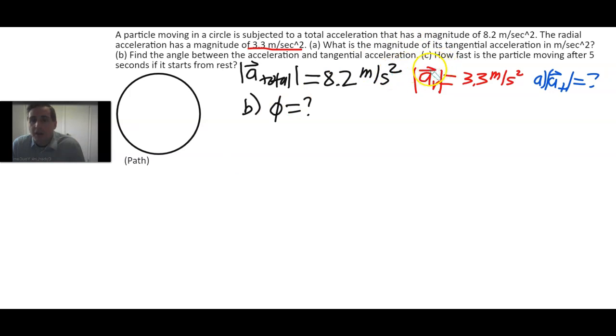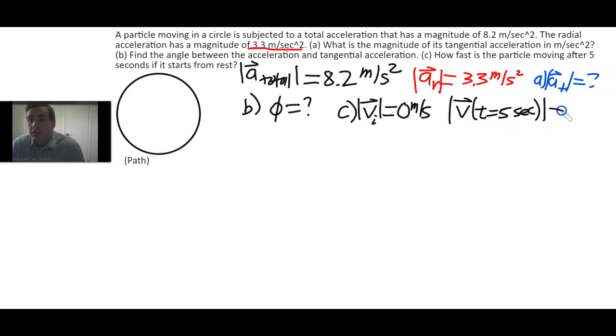And C, how fast is the particle moving after 5 seconds if it starts from rest? So in part C, we're given that the initial speed is 0 meters per second. That's the initial speed, magnitude. But it asks how fast is it moving, so that's the v vector at t equals 5 seconds. We want to know that magnitude, its speed, if it starts from rest.